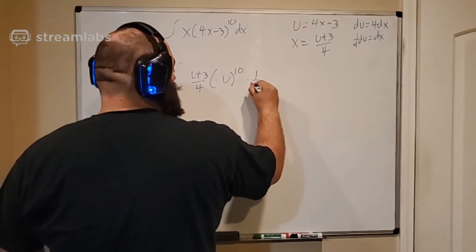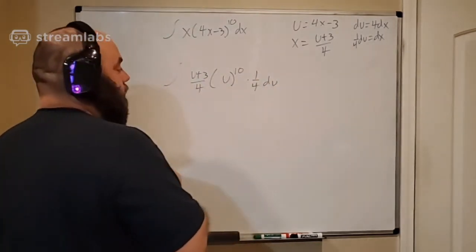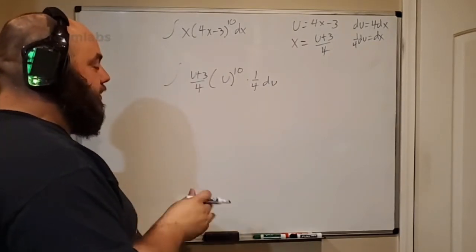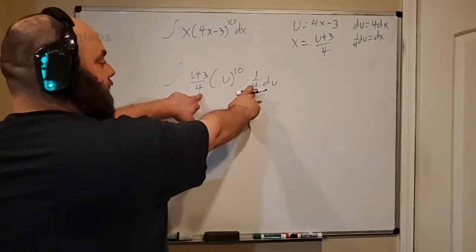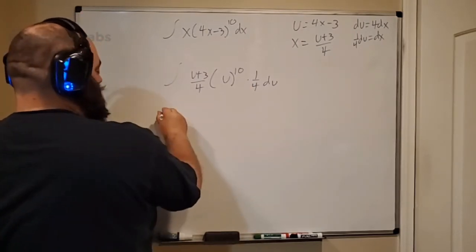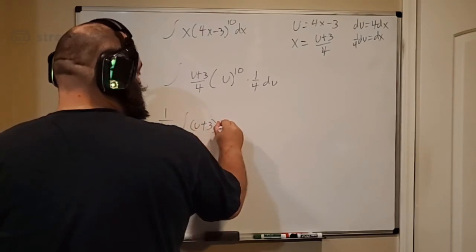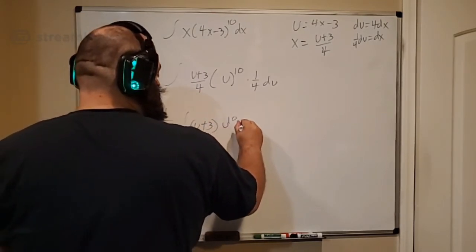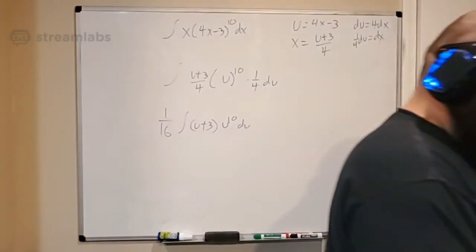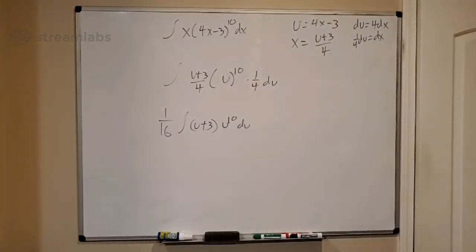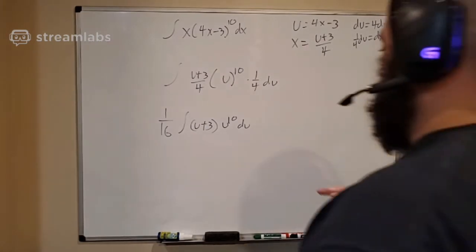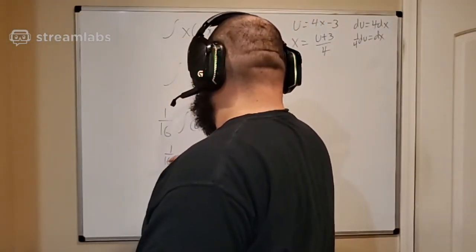So at that point, I just need to kind of simplify and move things around. I'm going to take the denominators of 4, multiply them, and move them out front. So I get the 1 over 16, integral of (u plus 3) u to the 10th du. And then they distribute that, it looks like. Yeah, okay. So hopefully at that point it shouldn't be too hard to distribute the u to the 10th in. So 1/16 integral of (u to the 11th plus 3u to the 10th) du.